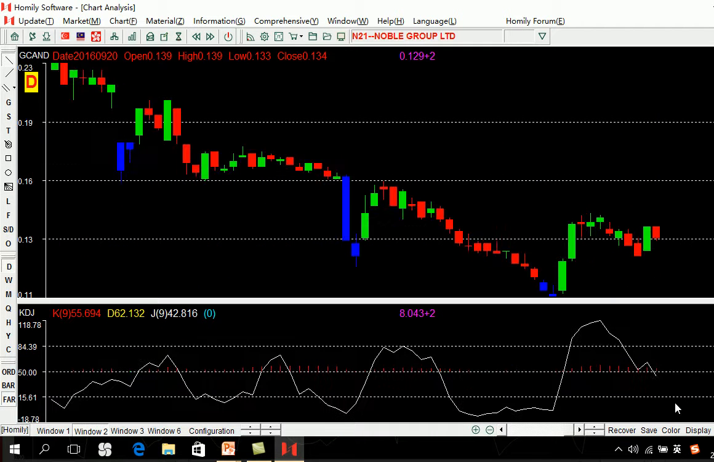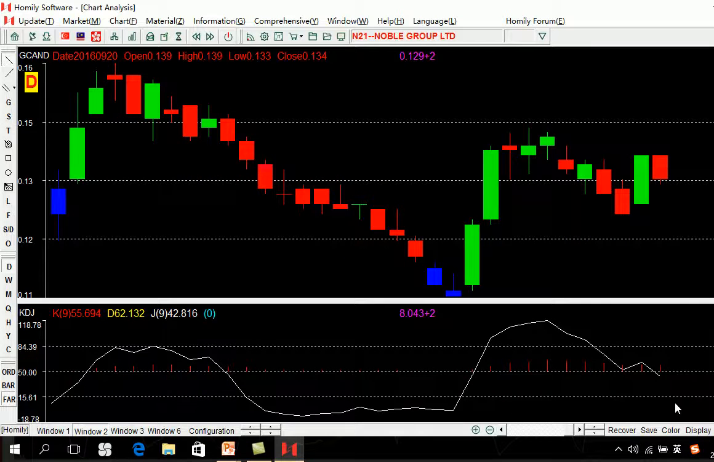So now can we buy or not for this stock? The MACD is still a red column, right? But the KDJ goes down. So you need to wait. Here the KDJ upward crosses again. It's the buy point, okay? Then we can see the next one.